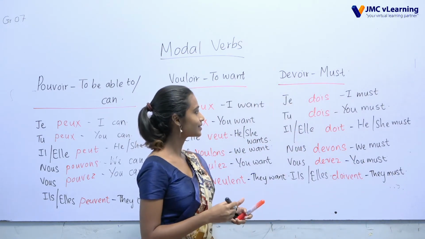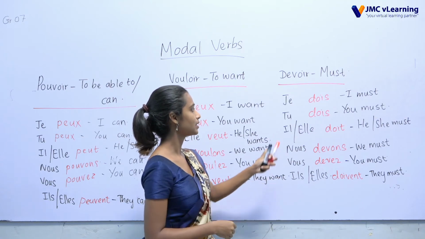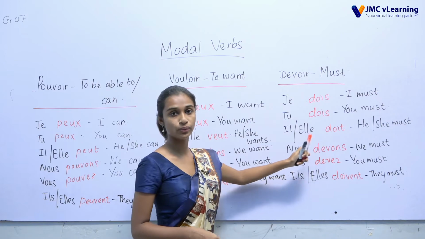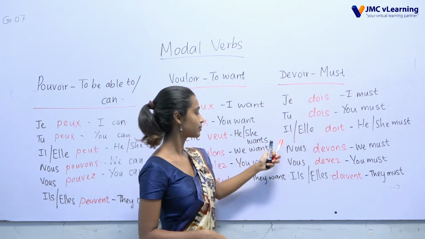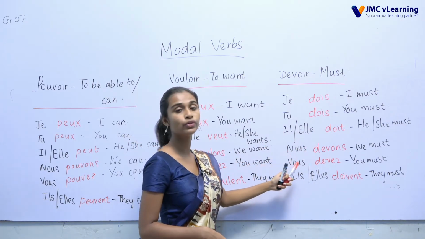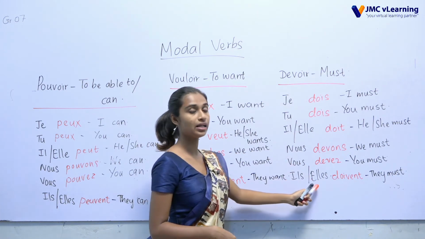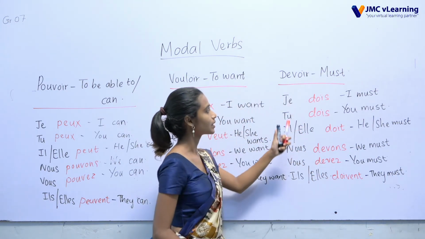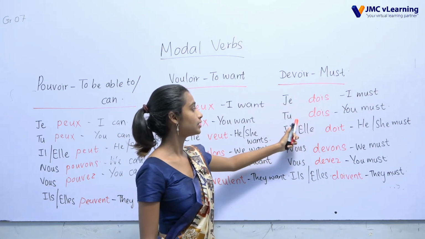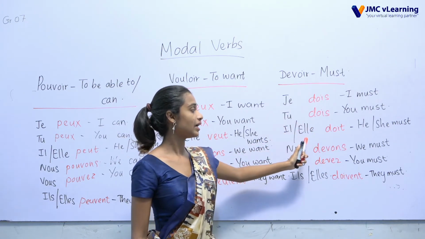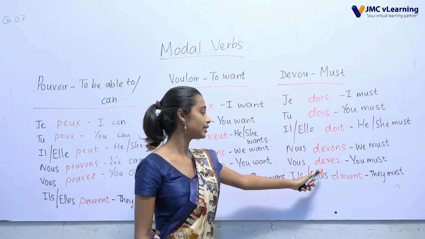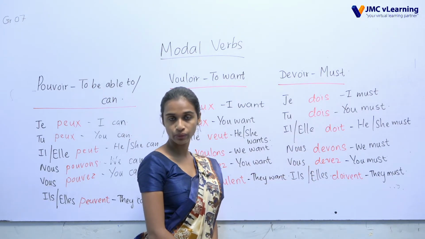Okay, right? So let's read it once again. Je dois, tu dois, il doit, elle doit, nous devons, vous devez, ils doivent, elles doivent. Right? Once again. Je dois, tu dois, il doit, nous devons, vous devez, elles doivent.